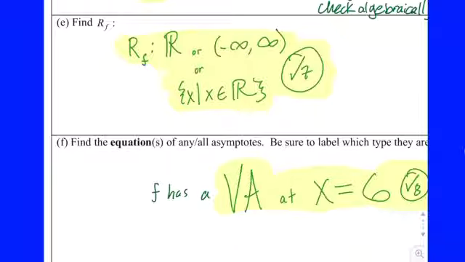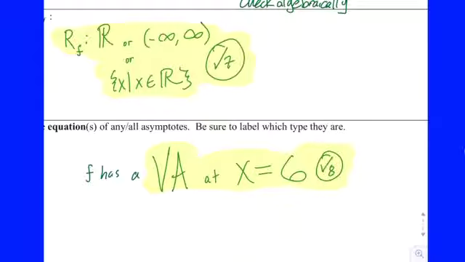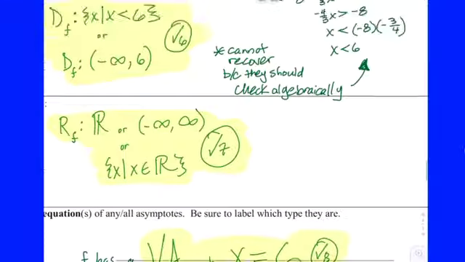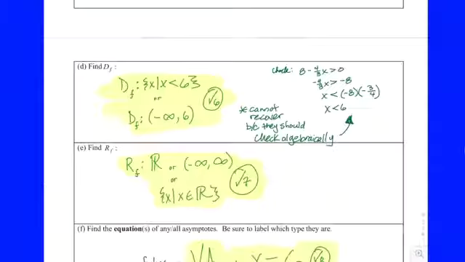Find the equations of any and all asymptotes. Be sure to label which type. As long as you had a vertical asymptote from a log equation, I went ahead and gave you credit if you put VA at x equals, not y equals, your x value from your graph, if it was labeled. Some people had a vertical asymptote at -6. Some people had a vertical asymptote at 1/6. This is where you could have recovered if you did that. But again, I was hesitant to do that because the vertical asymptote is closely related to the domain, which again you could have verified algebraically.